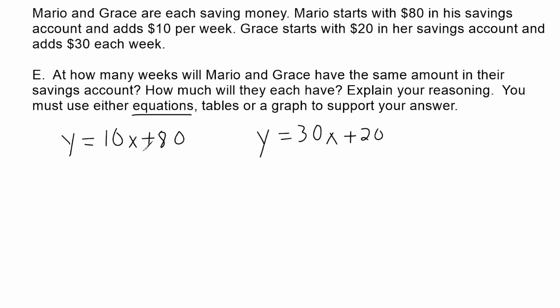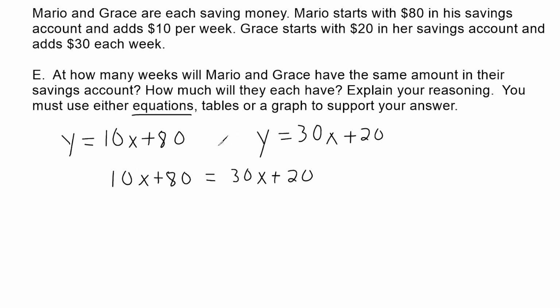All right, now when you have two equations, what you can do is you can take everything after the equal sign. As long as the equations are written in y equals mx plus b form, you can take everything after the equal sign and just write it by itself. So I'm just going to write the expression 10x plus 80 and do the same thing for the other equation, 30x plus 20, and set those two expressions equal to each other. And that allows us to find what x value would work for both equations simultaneously.